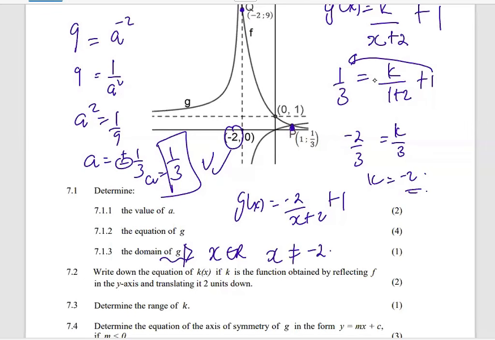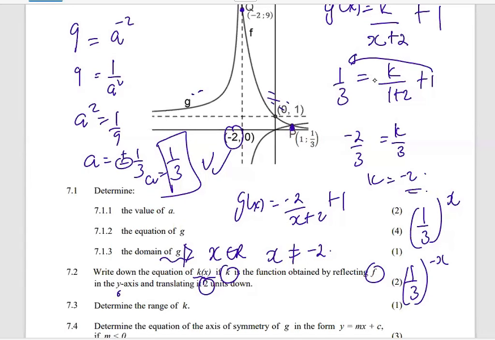Write down the equation of k of x, if k is the function obtained after reflecting f about the y-axis. So if you reflect an exponential about the y-axis, the sign of the x must just switch, okay? So meaning that instead of it having 1/3 to the x, it's going to be 1/3 to the -x. And then we are moving it 2 units down, so -2. This becomes the equation of k of x.